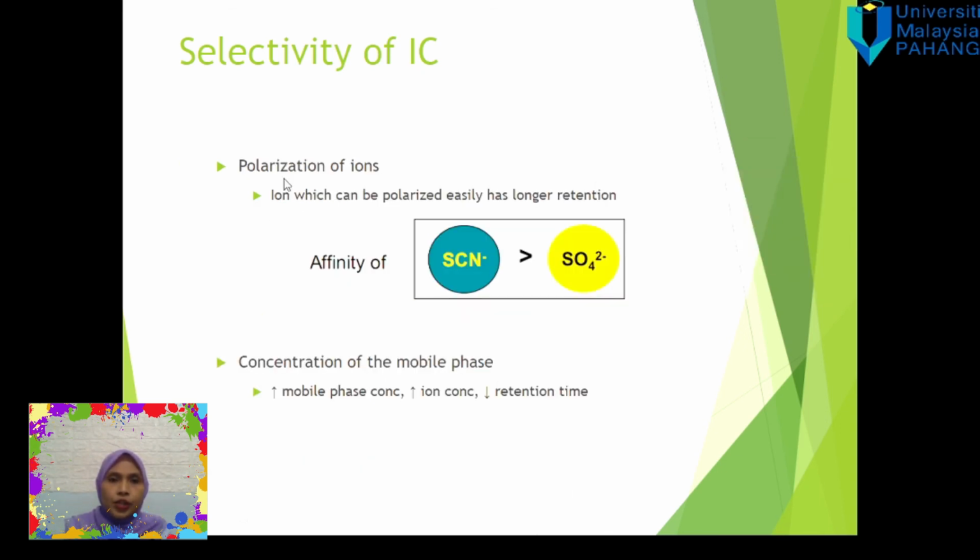The next factor is the polarization of the ion. The more the ion can be polarized, the longer its retention time. So SCN negative is more polarized than SO4 2 negative. That's why SCN is more retained on the column compared to the sulfate ion. The next factor is the concentration of the mobile phase. The more concentrated the mobile phase, the higher the ion concentration, so the retention time will be reduced.